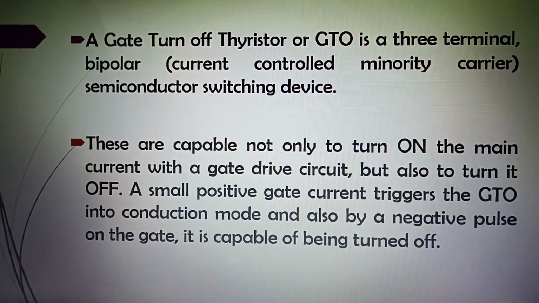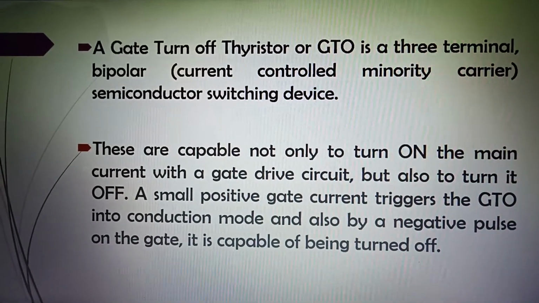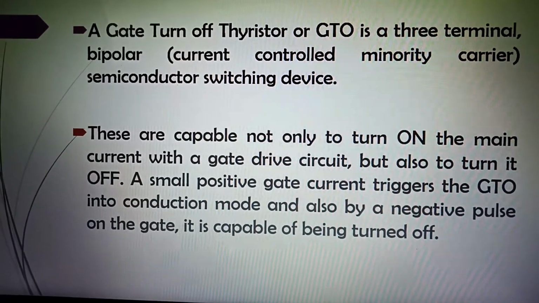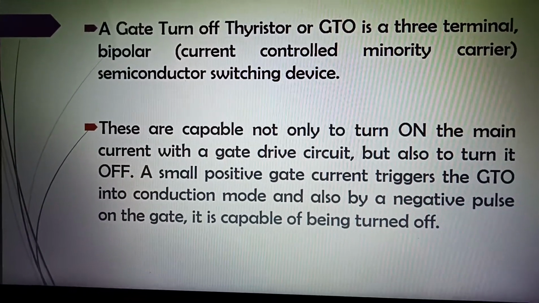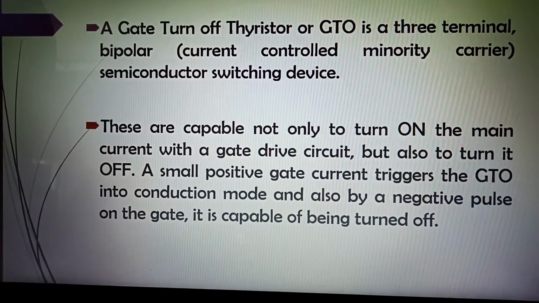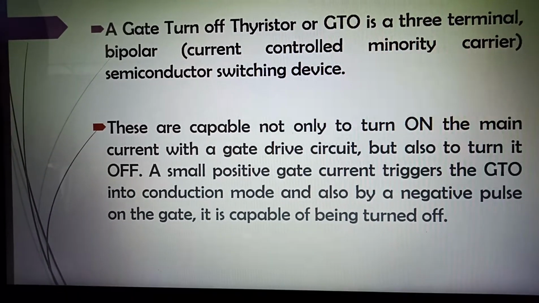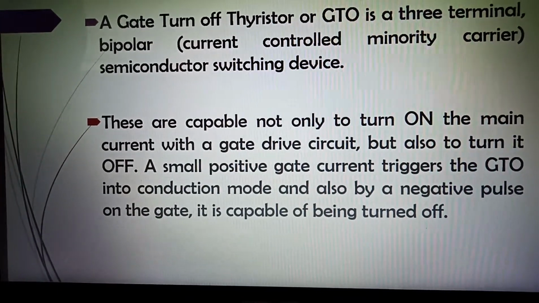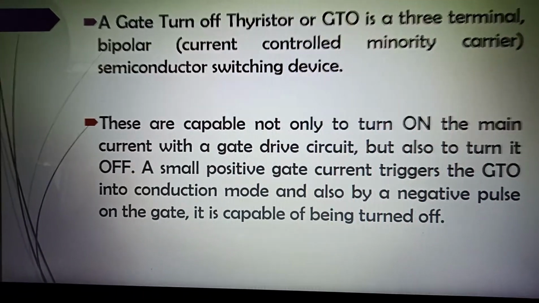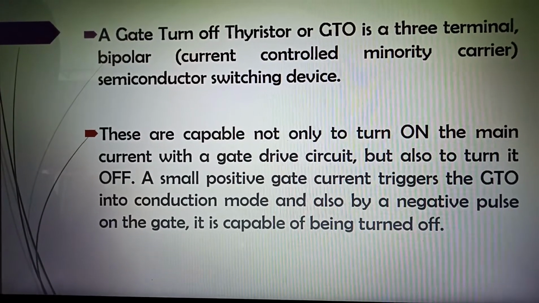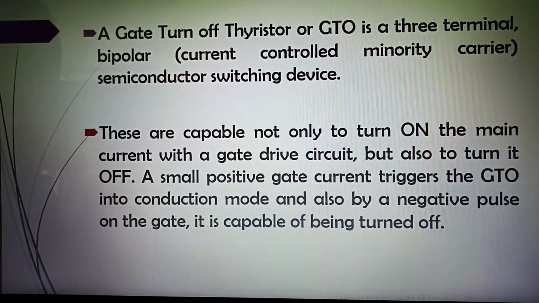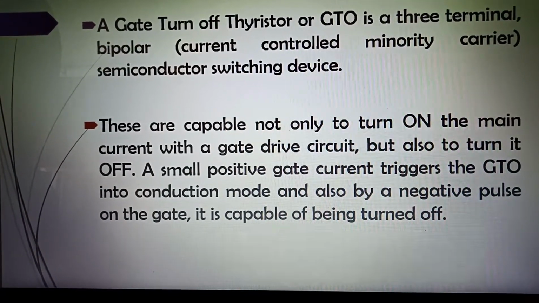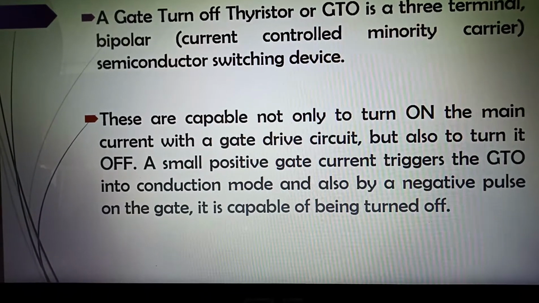A gate turn-off transistor, or GTO, is a three-terminal bipolar current-controlled minority carrier semiconductor switching device. They are capable not only of turning on the main current with a gate drive circuit, but also of turning it off. A small positive gate current triggers the GTO into conduction mode, and a negative pulse on the gate is capable of turning it off.